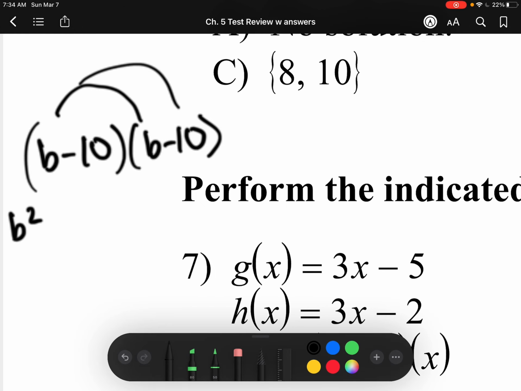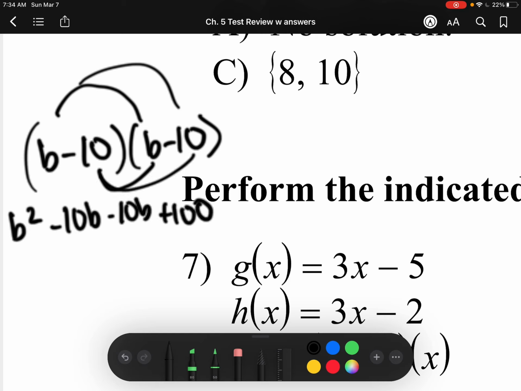B times negative 10, which is negative 10b. Negative 10 times b, which is negative 10b. And then negative 10 times negative 10, which is plus 100, right? These two combine, and I get b squared minus 20b, right? Negative 10b minus 10b is negative 20b, plus 100.